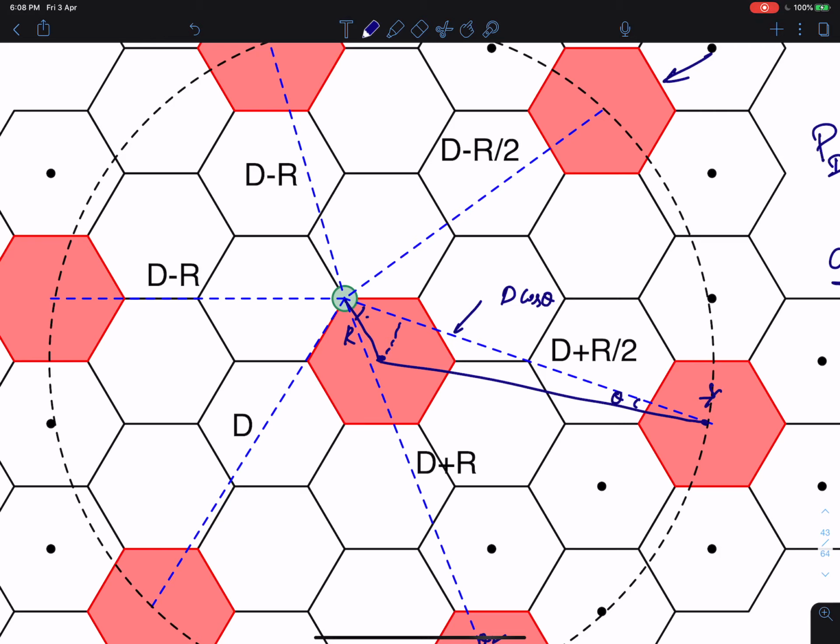So if I project r here, you will get r cos theta, you will get r by 2. Cos 60 is half. So you will get d plus r by 2. D cos theta, where theta here is very close to 0 degrees. In this case, it is close to 60 degrees here. Okay. So you get d plus r by 2.